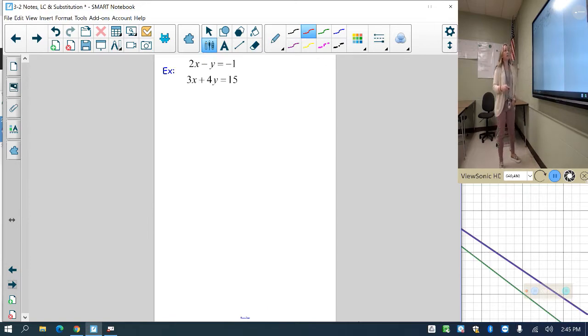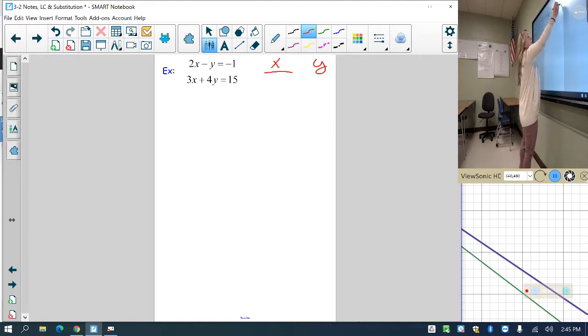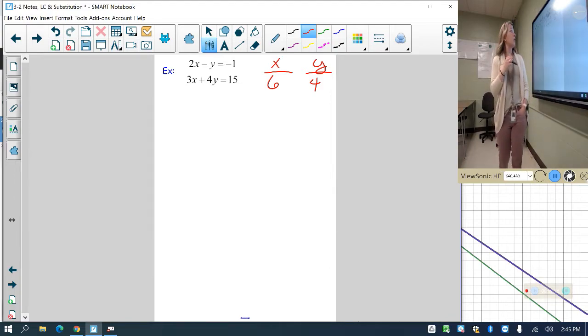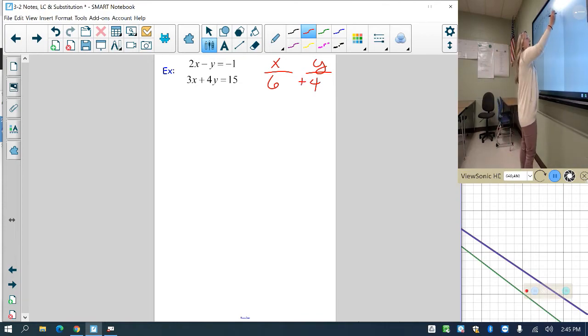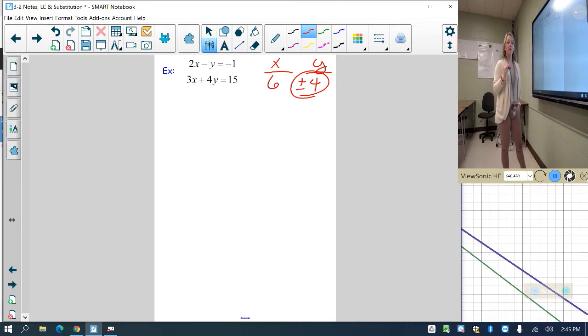Let's try one more example. First step, find the least common multiple of the x's and the least common multiple of the y's. 2 and 3 is 6. 1 and 4 is 4. Now, here's a trick for this one. I'm going to choose the y's because I want positive and negative 4. The reason I'm choosing the y's is because this is already positive 4. All I have to do is make that first equation negative 4.